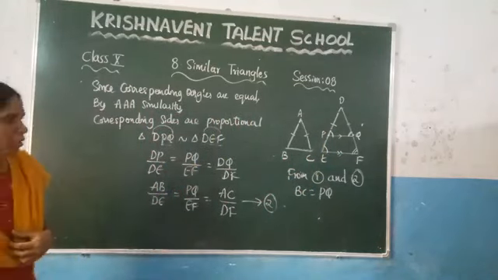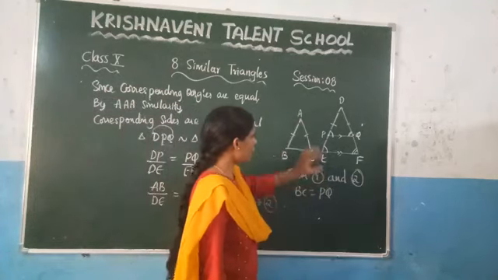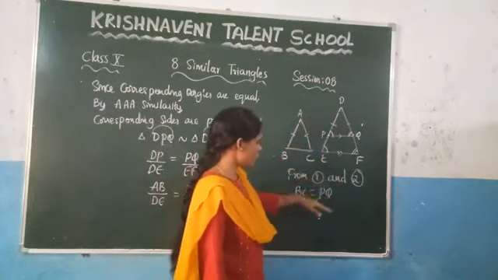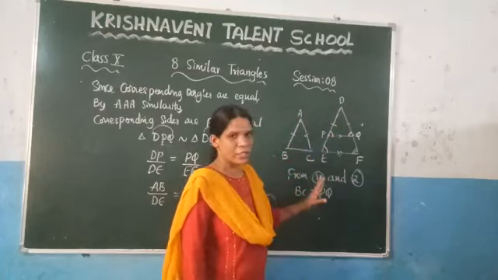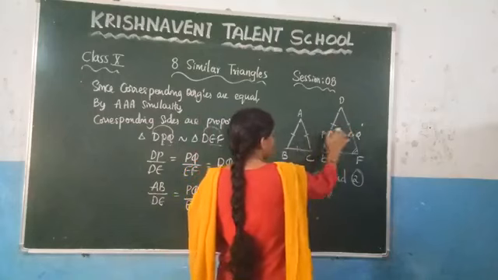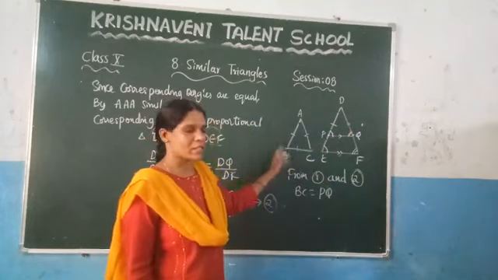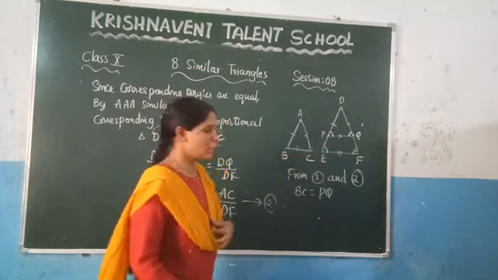So here now by our construction you know that AB is equal to DP and AC is equal to DQ. Just now we have proved BC is equal to EF. That means in this triangle and in this triangle three sides are equal. So by SSS criterion we can say that these two triangles are similar.